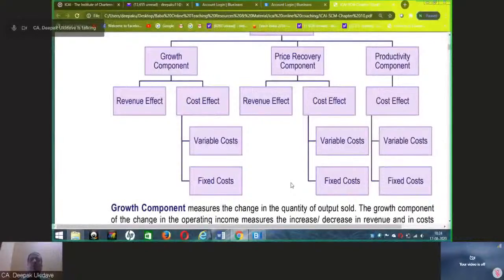basis. So as volume changes, obviously variable cost also will change, right, on totality basis. And fixed cost also will change because per unit incidence of fixed cost will undergo change. So because of the peculiar nature of VC and FC, right, there is a cost effect on account of increase in volume. So increase in volume can be tracked or traced to two factors further. One is revenue effect, other one is cost effect. Similarly, price recovery component can be traced or tracked into two components, revenue effect and cost effect. And then productivity component only in terms of cost, because here we talk about volume alone.